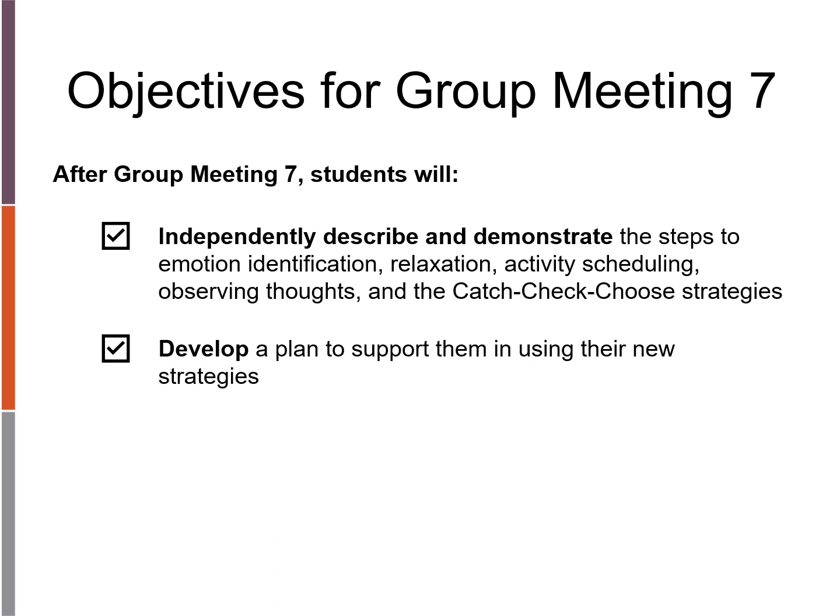There are two objectives for this group meeting. First, students will be able to independently describe and demonstrate the steps to emotion identification, relaxation, activity scheduling, observing thoughts, and the catch, check, choose strategies. Then, students will develop a plan to support them in using these strategies.